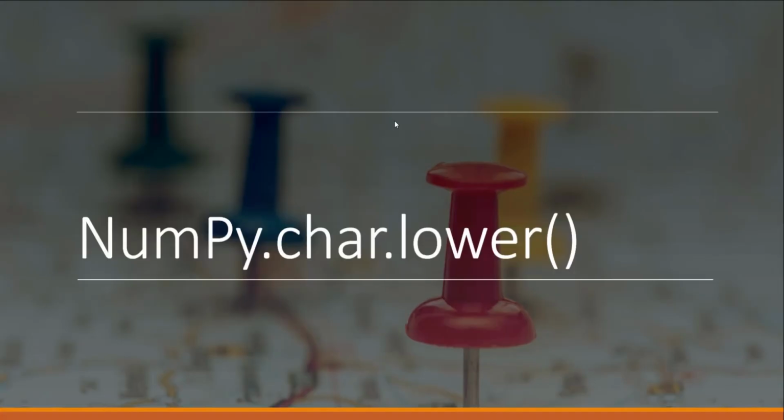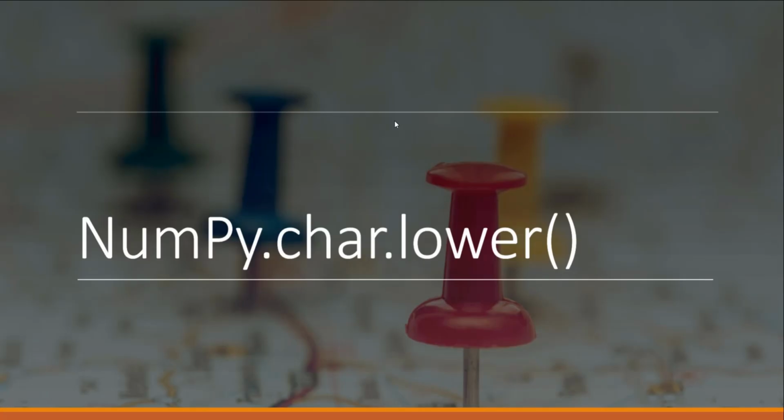So our next function is numpy.char.lower. Basically this function is used to convert all the uppercase characters to lowercase characters in the given input array of strings. It will check the condition: if there is no uppercase character in the array string, then it will return the same input string. This method takes only one parameter, a, that specifies the input array of strings, and it always returns lowercase characters from the input array of strings.